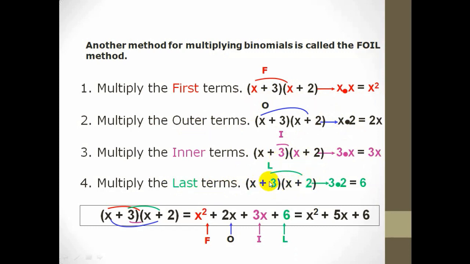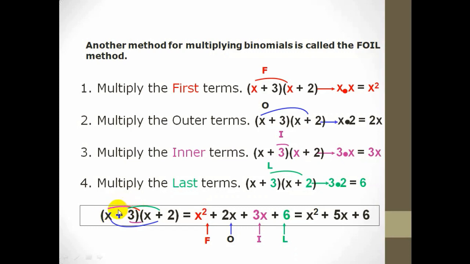3 is the last term of this binomial, and 2 is the last term of the other. Similarly, x and x are the first terms of these two binomials, and 3 and x are the inner terms. Now multiplying the last terms, 3 multiplied by 2 is equal to 6. So for multiplications, remember this method, the FOIL method.